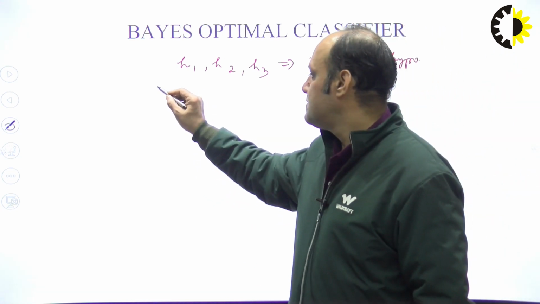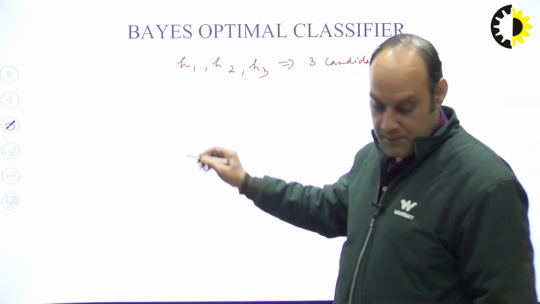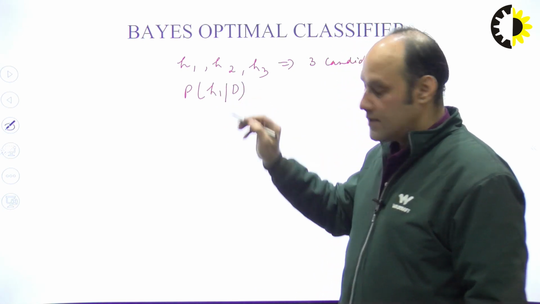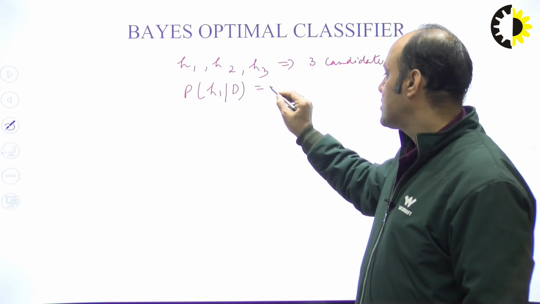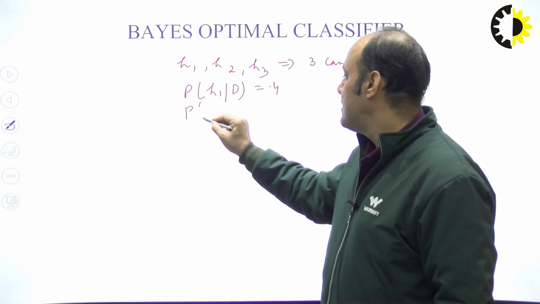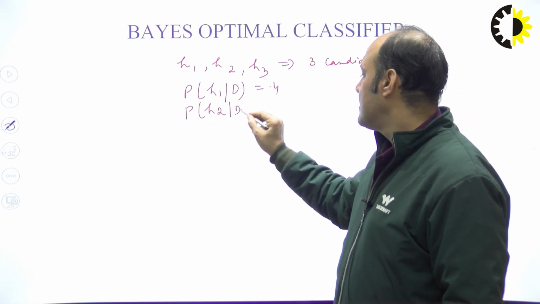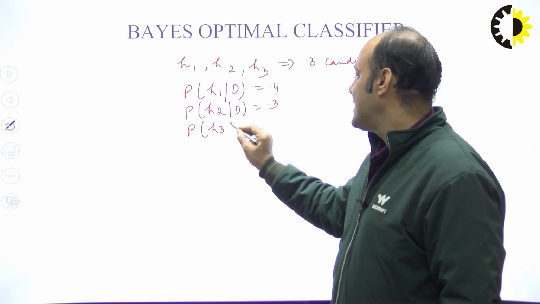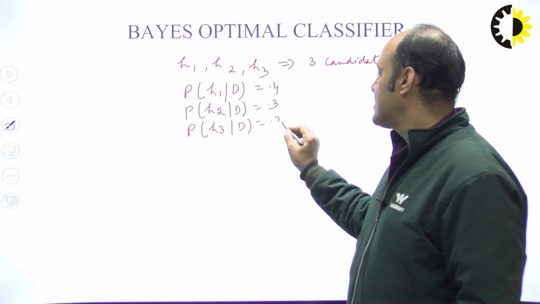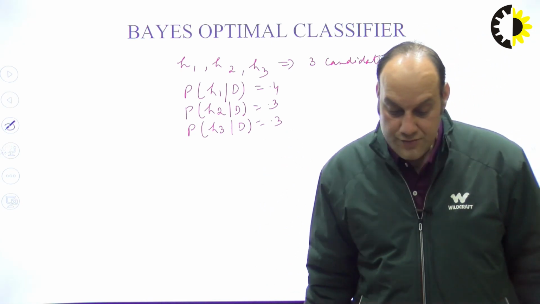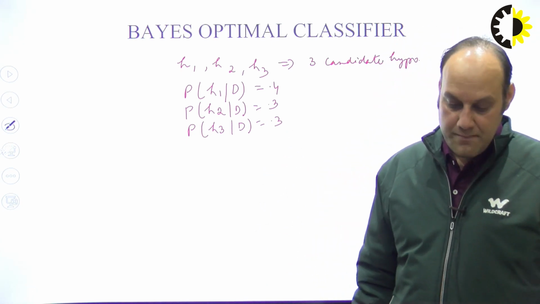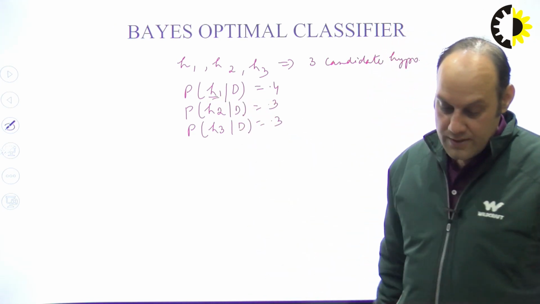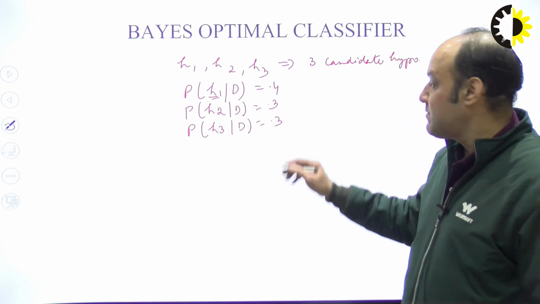Suppose the probability of H1 given data D is equal to 0.4. The probability of H2 given the data is 0.3, and the probability of H3 given the data is also 0.3. So which one is the MAP classifier? H1. H1 is the MAP because it has maximum posterior probability.